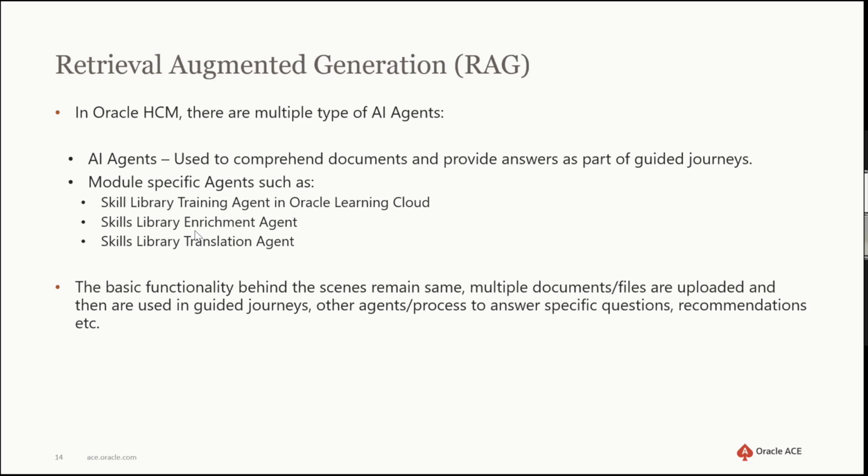Now with each new release, Oracle has started releasing module-specific agents. For example, in Oracle Learning Cloud, we have the skill library training agent, the skill library enrichment agent, and the skill library translation agent. Similarly, we have agents in the talent module as well. The basic functionality of all these agents behind the scenes remains the same. We can upload multiple documents and files, and they are used in guided journeys. For some agents, they are used to answer specific questions or to make some recommendations.